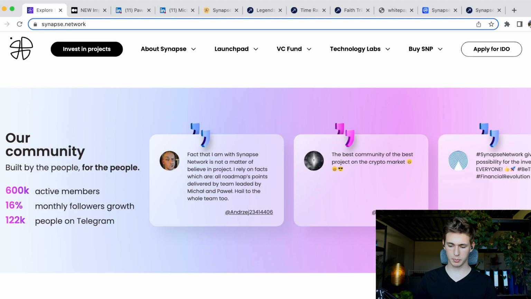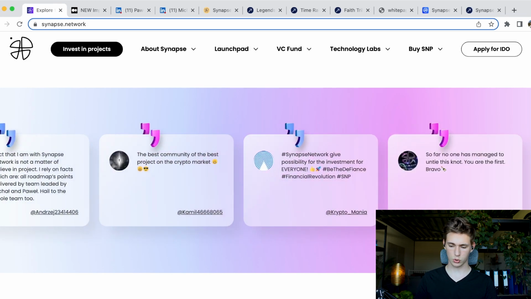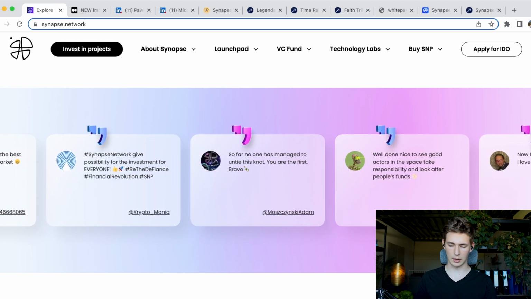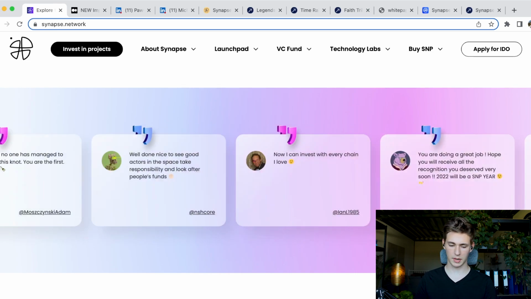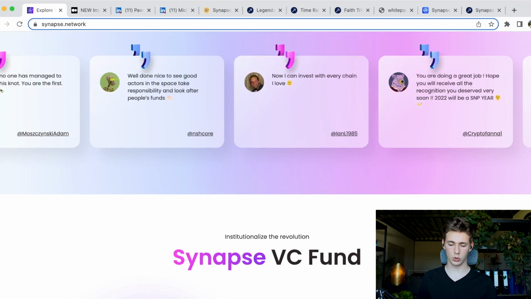Best community of the best projects, Synapse, yada yada yada. We can scroll over here. So far, no one has managed to untie this knot. You are the first, bravo. So yeah, just a bunch of positive comments over here. They do have the Twitter tag linked. So they validate the comments by linking the Twitter. So we know for sure that it's not bots or the own team that is making these reviews. We know that they're real, they verified it. So that is actually very useful and good to see.